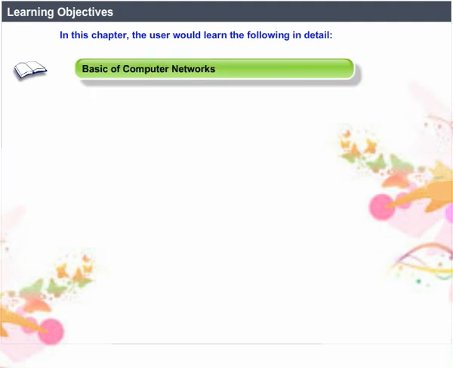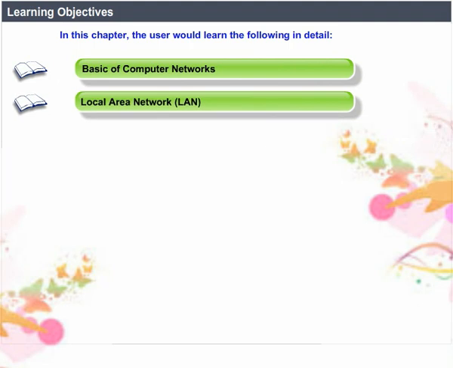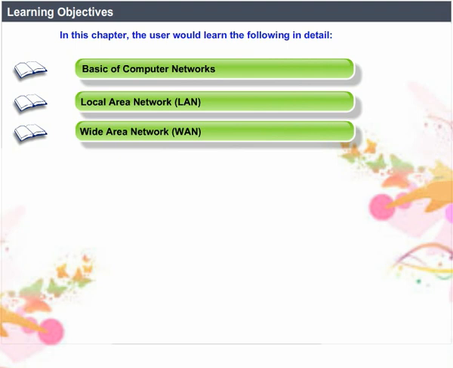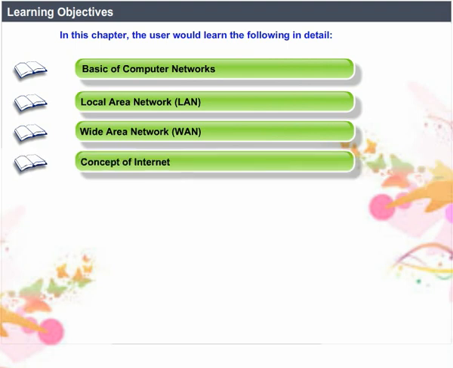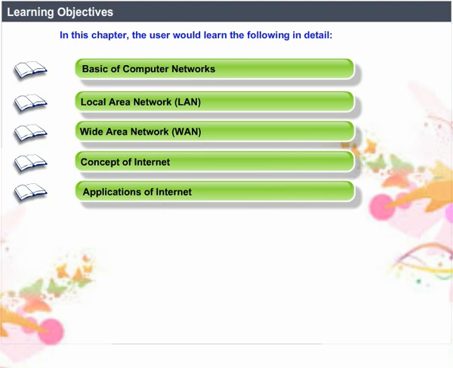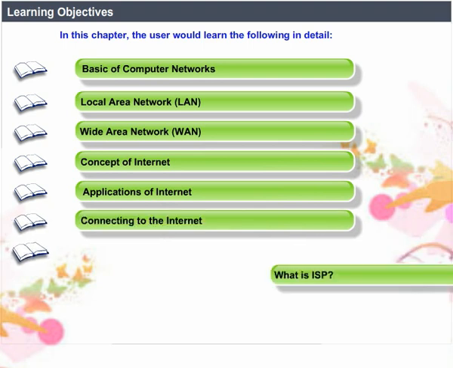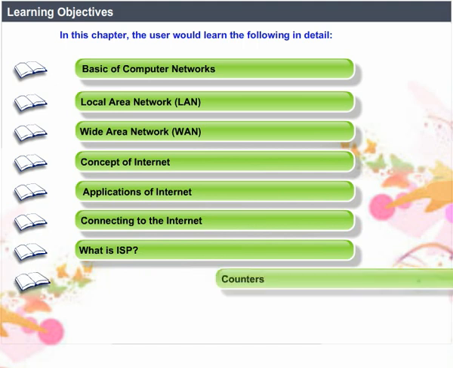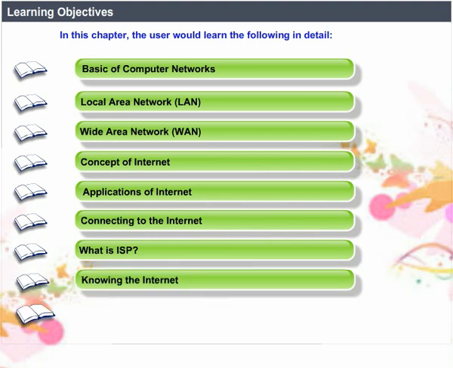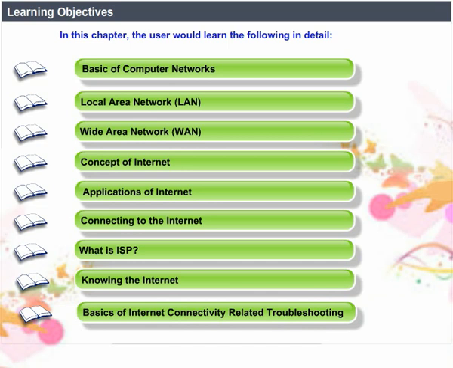Learning objectives. In this chapter, the user would learn the following in detail. Basics of computer networks. Local area network, LAN. Wide area network, WAN. Concept of Internet. Applications of Internet. Connecting to the Internet. What is ISP? Knowing the Internet. Basics of Internet connectivity related troubleshooting.